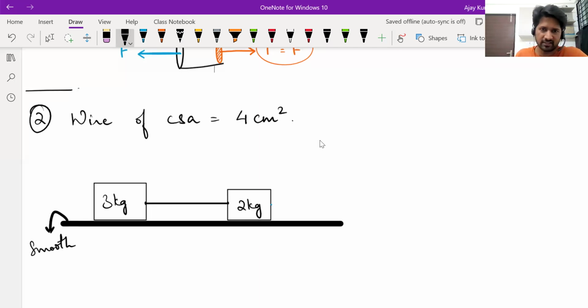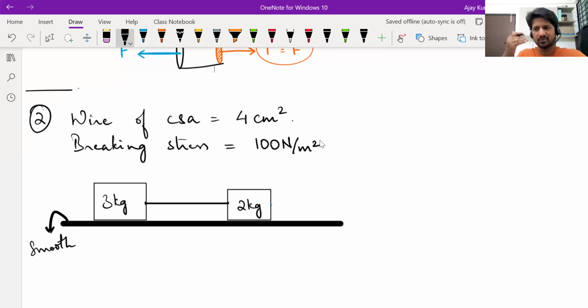So the wire's cross-sectional area is 4 centimeters square, and the breaking stress of the material with which it is made, let's say, I just have to give you some random value, let's say it is 100 Newton per meter square. So once that much stress is generated, it is going to break. Fine. Now, assume this system is pulled to the right by applying a horizontal force F. F is unknown.